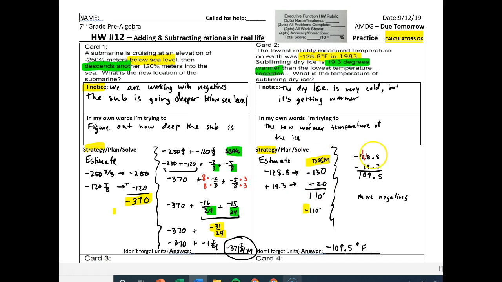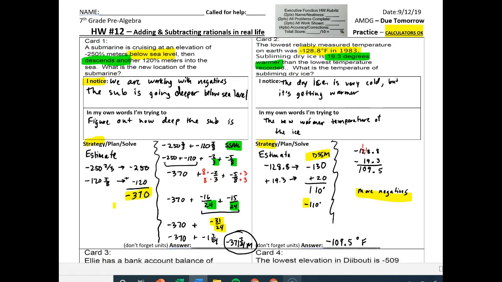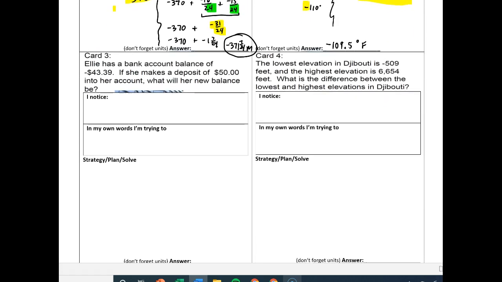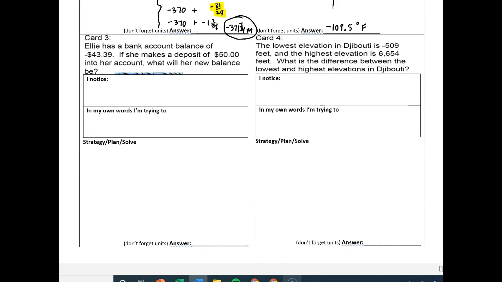And you'll notice that I'm lining up my decimals right here and doing my subtraction, and I get 109.5, but remember you have more negatives, so negative 109.5. It's a DSSM problem at a negative number. I was getting warmer, so I was adding a positive. Right? So that's it. Task cards 3 and 4, and the rest are all yours to take care of.